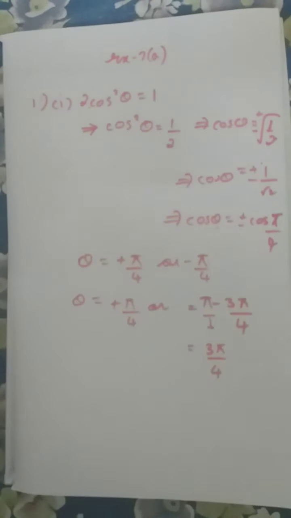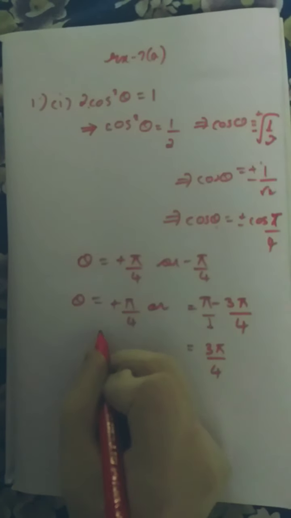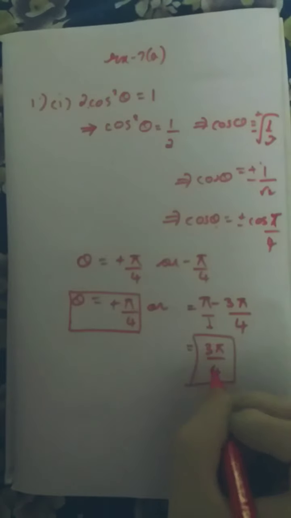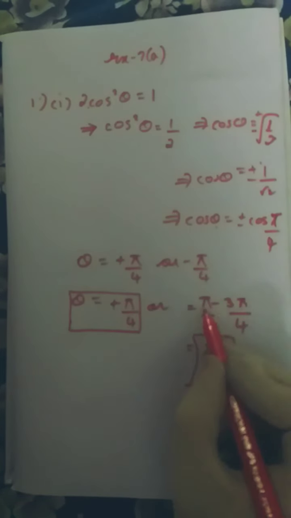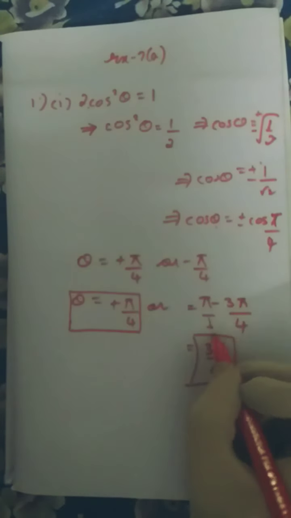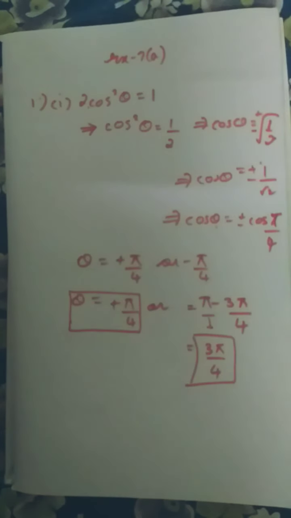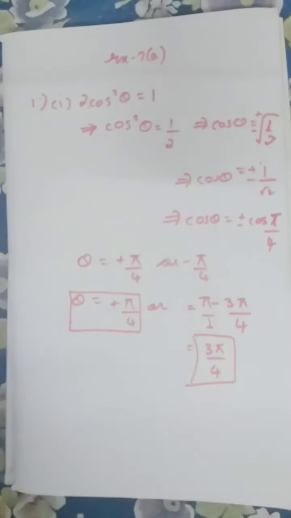That is nothing but 3 into 180 by 4. 45 3s are 135. So either the angle is pi by 4 or the angle is 3 pi by 4. How did we get this plus 3 pi by 4? We wrote minus pi by 4 as pi minus 3 pi by 4, and we'll get the angle 3 pi by 4. Okay, moving to the second bit.